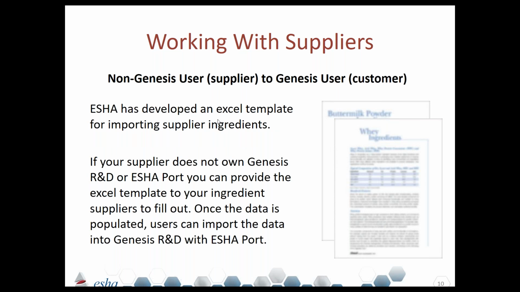And then we'll also take a look at if one person is a Genesis user and one is not. We'll take a look at how exactly that will work using our new Excel template. Either an ingredient supplier fills out the Excel template and sends it to the Genesis user to import in, or the ingredient supplier uses ESHA Port to export data out into that Excel template and then sends it to someone that's not a Genesis user, but still has all those values for the foods that they're supplying.